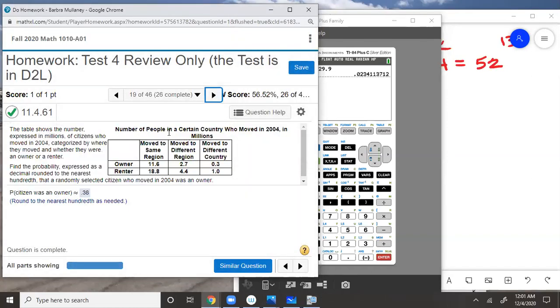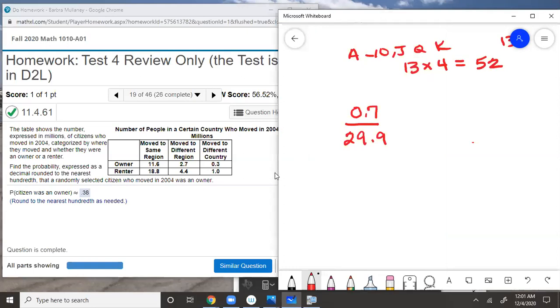Number 19. This table shows the number expressed in millions of citizens who moved in 2004. Find the probability of randomly selecting a citizen who moved in 2004 and who was an owner. So here are the owners, right? And the probability that a person that moved was an owner. Now we need to get our total, and I don't see the total here in our table whatsoever. So let's go ahead and get the totals.